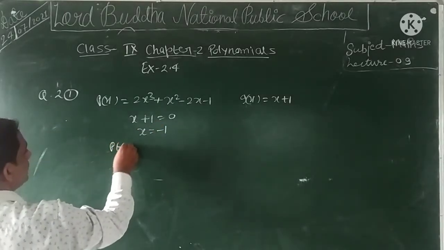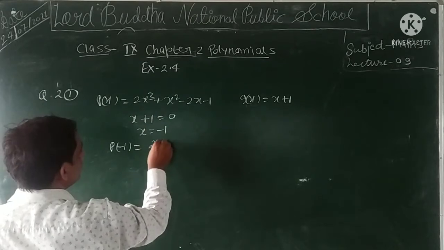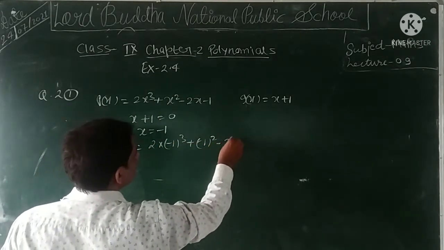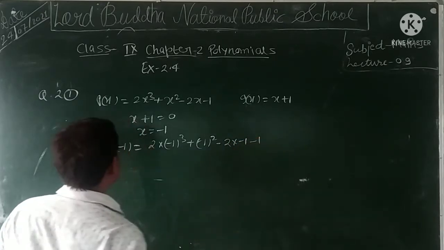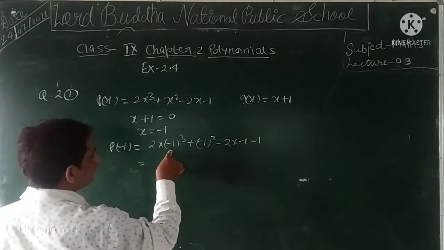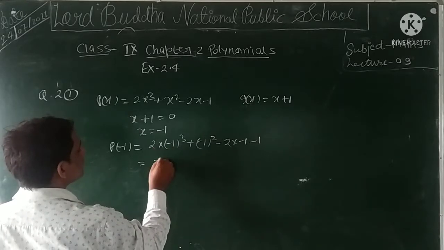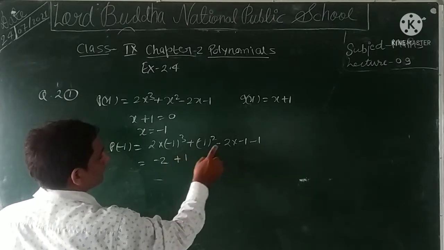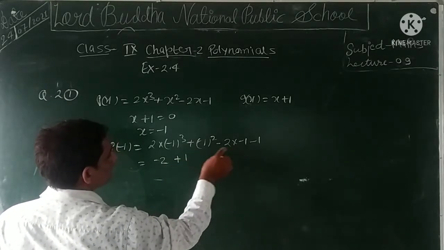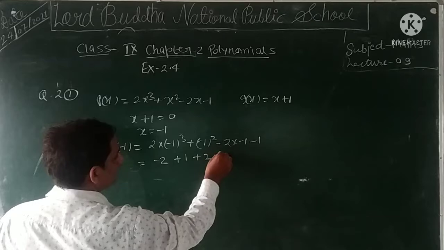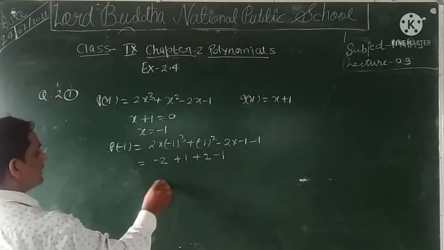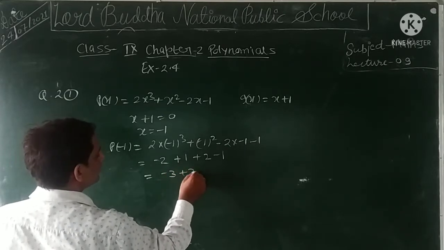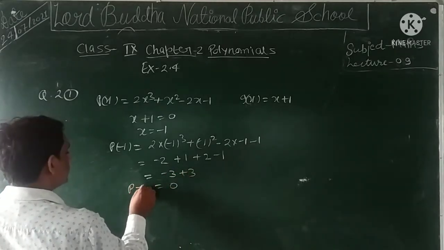Now we put x equals minus 1: p(-1) equals 2 into (-1) to the power 3, plus (-1) to the power 2, minus 2 into (-1), minus 1. Now minus 1 cube is minus 1, into 2 means minus 2; minus 1 square is 1; minus 2 into minus 1 means plus 2; and minus 1. We see that minus 2 minus 1 is minus 3, and 1 plus 2 is 3. It means this value is 0.